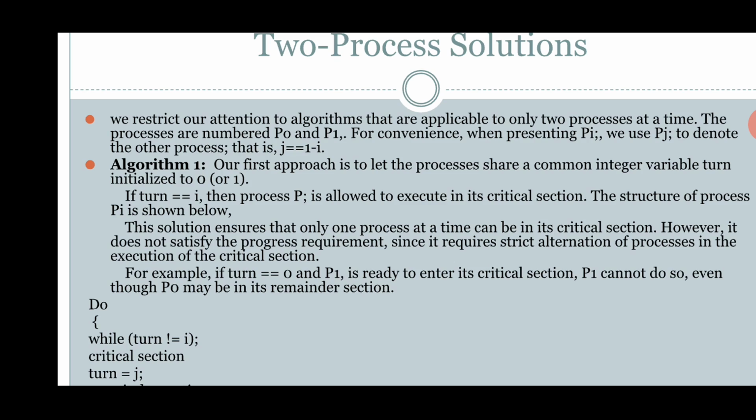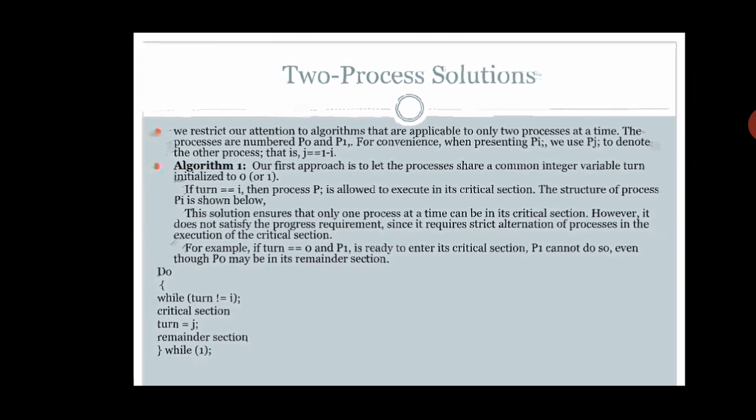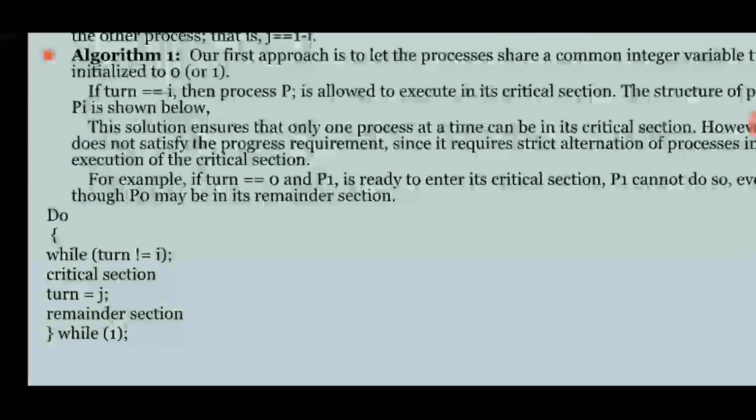This solution ensures that only one process at a time can be in its critical section. However, it does not satisfy the progress requirement since it requires strict alternation of processes in the execution of the critical section. So they ultimately talk about the critical section with respect to this particular algorithm, but you have to remember this.